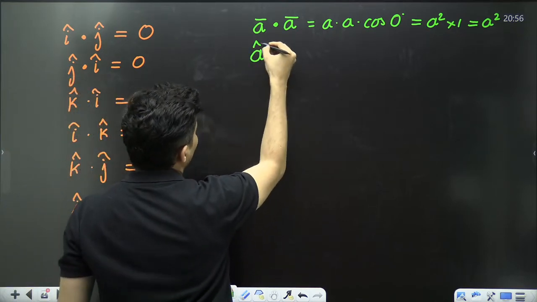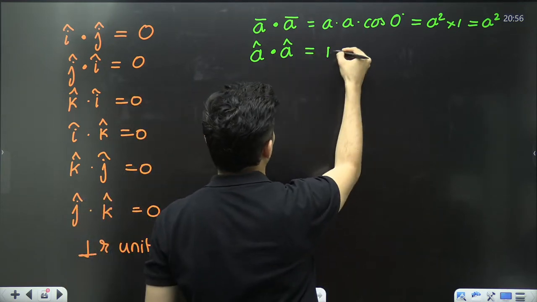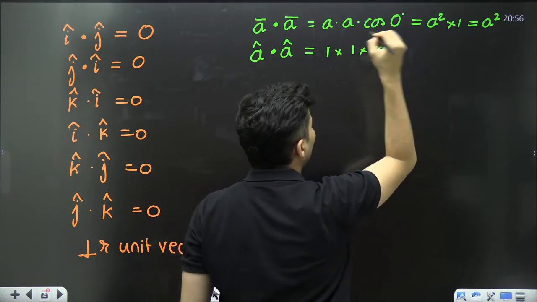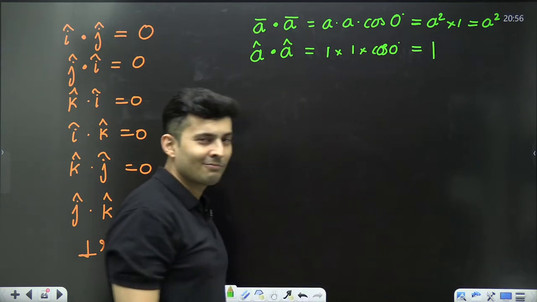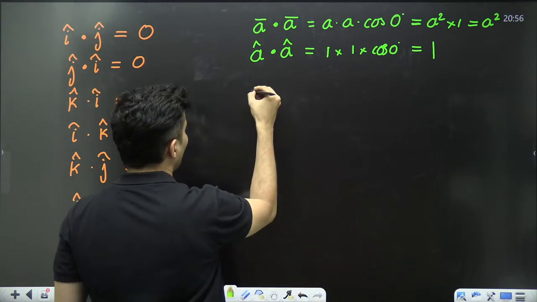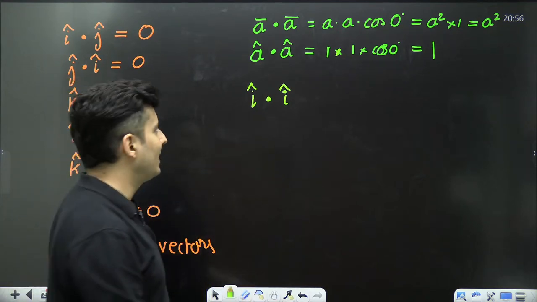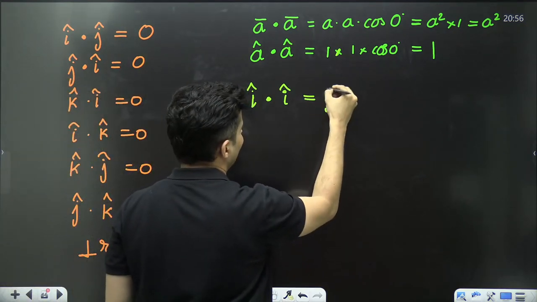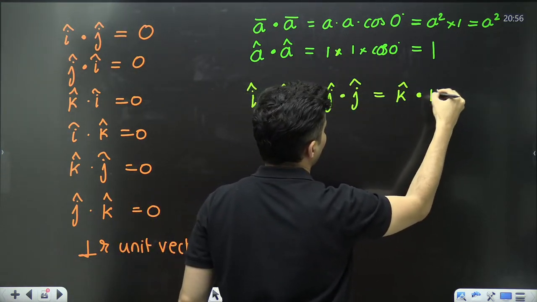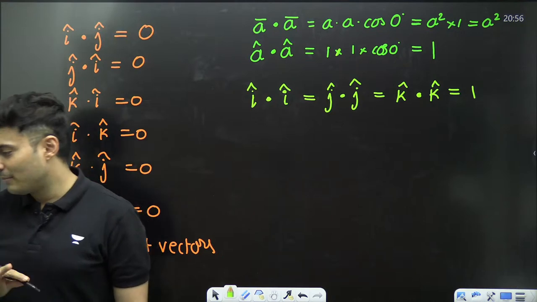If I ask you, what is A cap dot A cap? What will your answer be? Magnitude of this? 1. Magnitude of this? 1. Angle between them? 0. So 1 into 1 into 1 is just 1. So that gives me the idea. Okay, what will be I cap dot I cap, guys? Yes, this will be the same as J cap dot J cap, which will be the same as K cap dot K cap, which will be all equal to 1. I dot I, J dot J, all of them are 1.